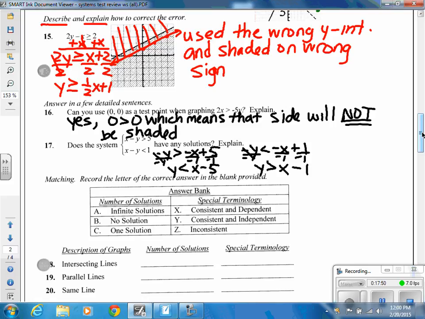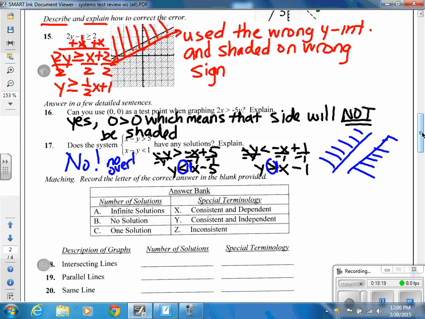If you look just at the slopes for both of these problems, they both have a slope of 1, which means they're going to be parallel lines. And then if you look at the symbols, less than and greater than, they're going to be shaded in opposite directions. So if these are my two parallel lines, one's going to be shaded this way, and one's going to be shaded this way. So does it have any solutions? The answer is no, because there are no shaded overlapping areas. Remember, in a system of inequalities, you have to have overlapping regions or there is no answer.